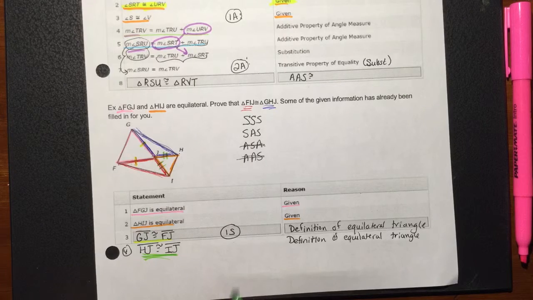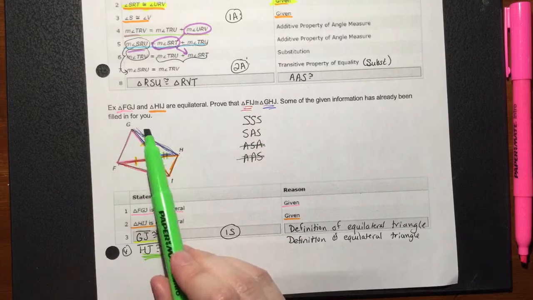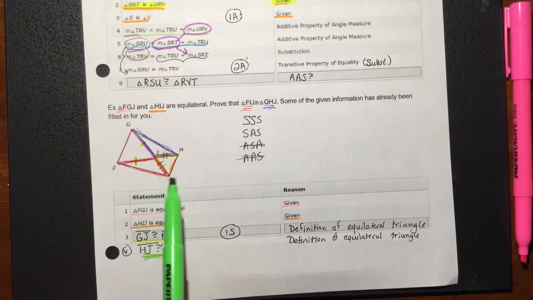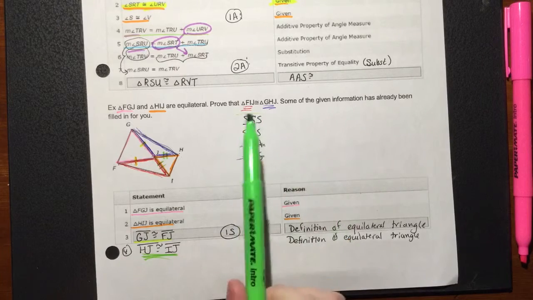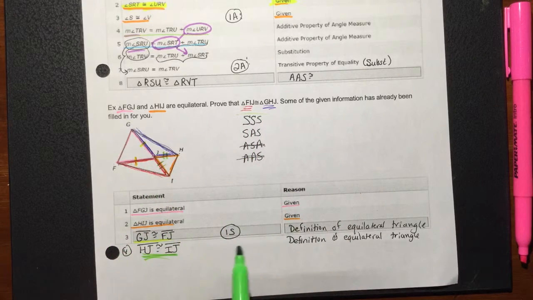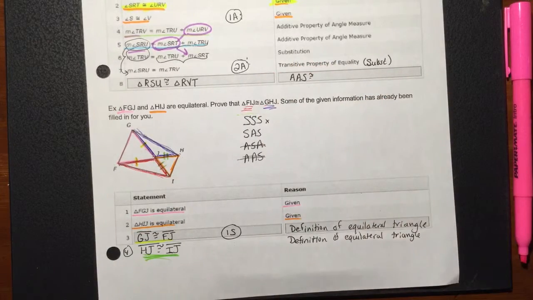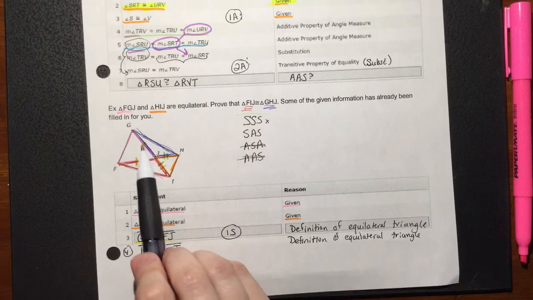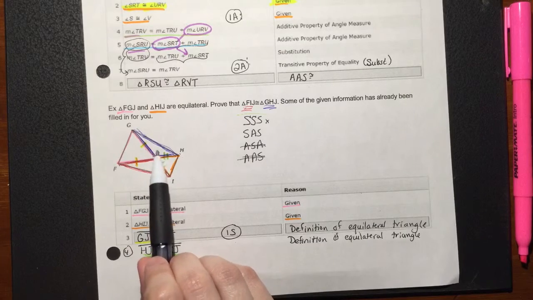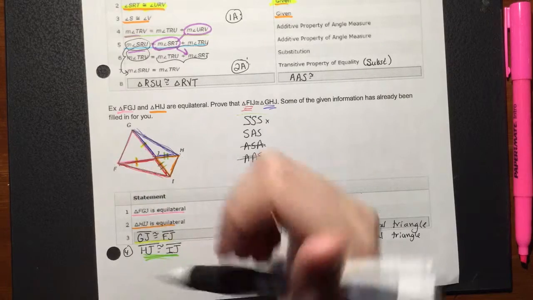So in order to do side, side, side, we would have to find some way to say that GH is congruent to FI. And if we look at the information they give us, they don't give us anything to be able to say that. So then it probably can't be side, side, side. So we've got to try side, angle, side. So we've got to find a way for the angle that is included between those two sides to be congruent to each other. So if we're looking, the included angle is going to be this angle right here between those two.